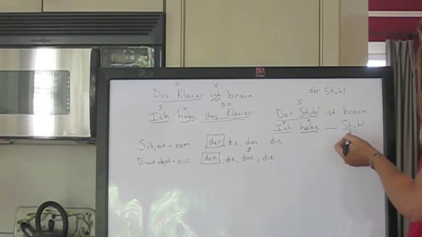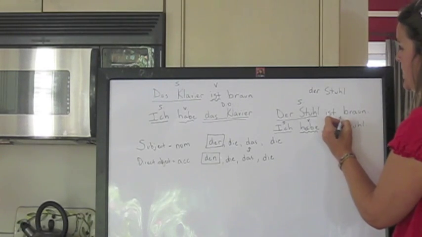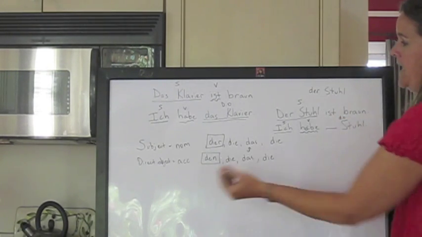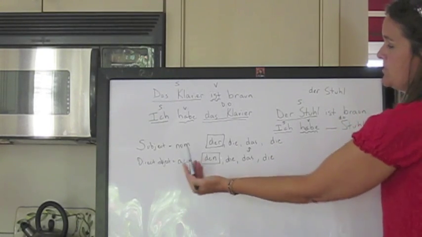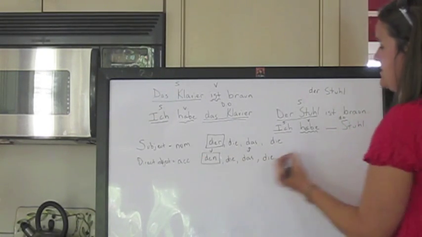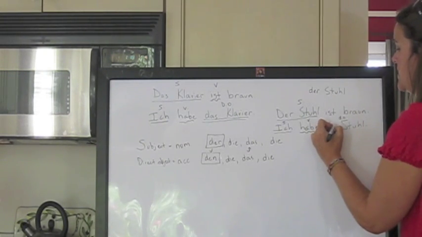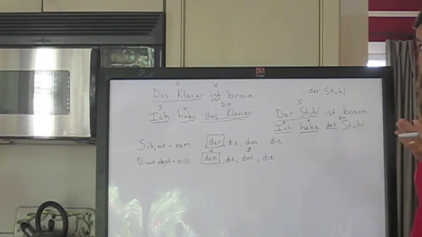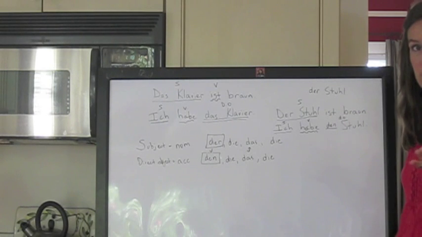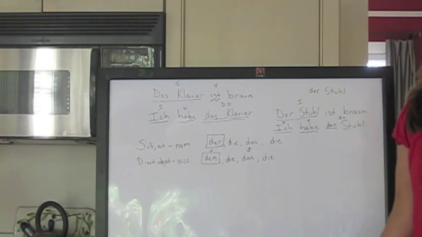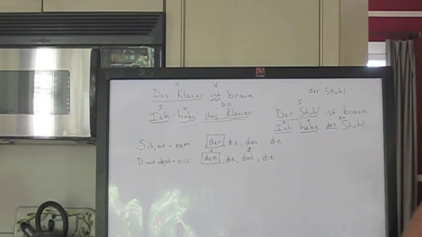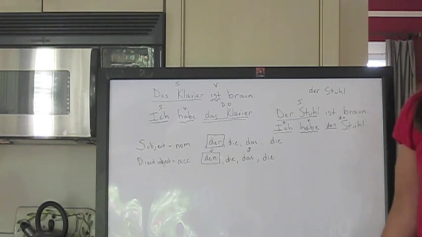Well, that's our Stuhl, of course. And in this case, it's the direct object. And direct objects are always in the accusative case. So instead of saying ich habe der Stuhl, we say ich habe den Stuhl. All of that work to change one letter. But it is important, and it's something that you're going to learn as you go along, and you're going to recognize this as you see it in some of the texts and some of the things that you're listening to as we go along.